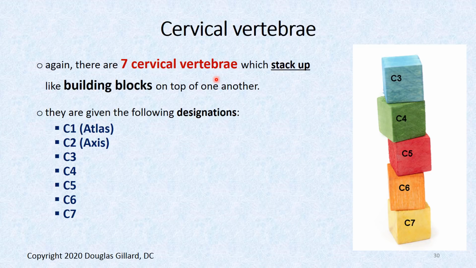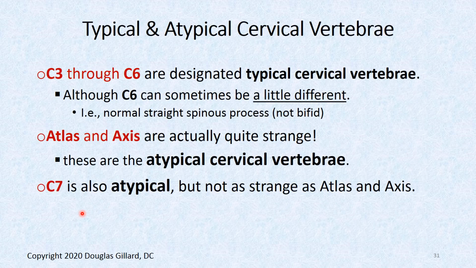Again, there's 7 cervical vertebrae. They're stacked on top of each other. Here they are. C1 is called atlas. C2 is called axis. These don't have any special names: C3, C4, C5, C6, C7. Sometimes C7 is called the vertebral prominens because it sticks out farther than the other spinous processes.